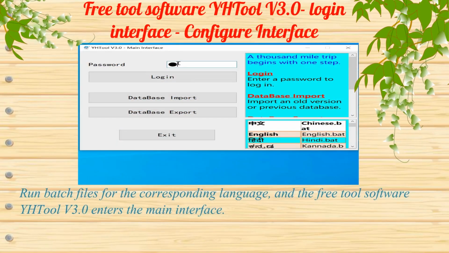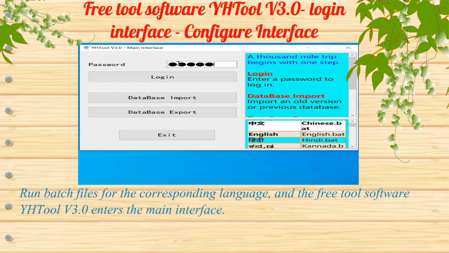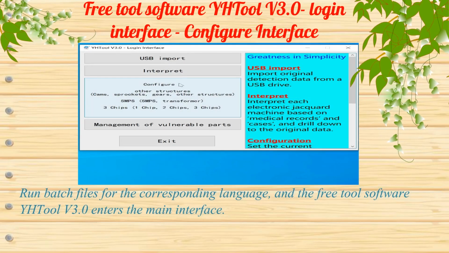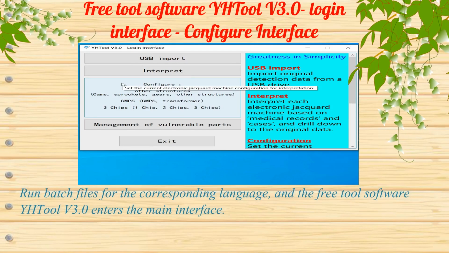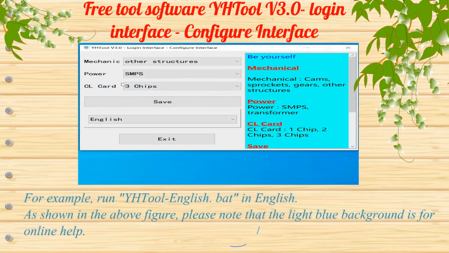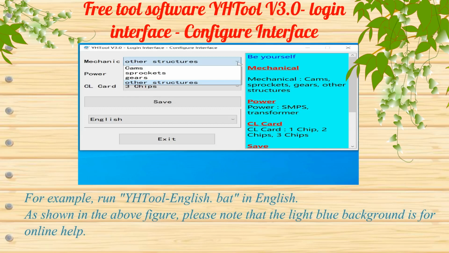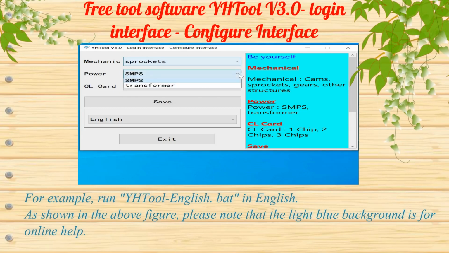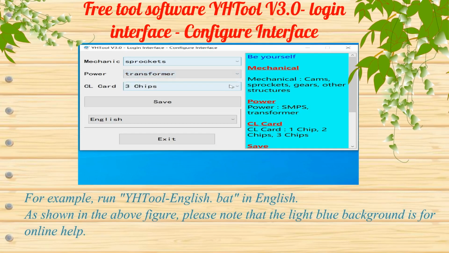Run batch files for the corresponding language. And the free tool software, YHTool V3.0 enters the main interface. For example, run YHTool English BAT in English, as shown in the above figure.